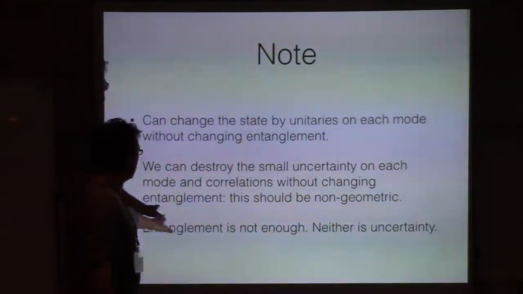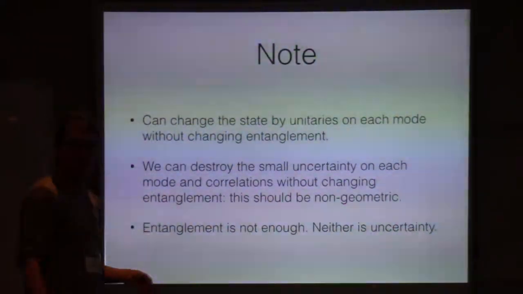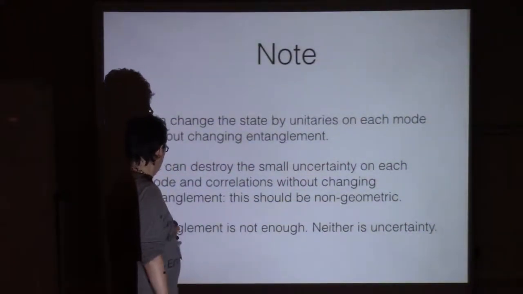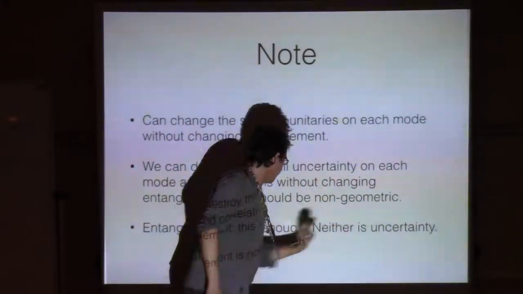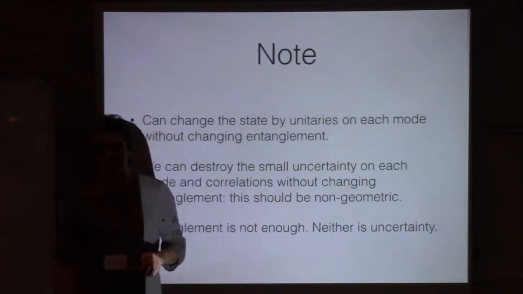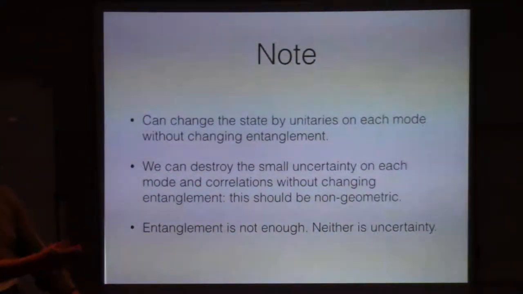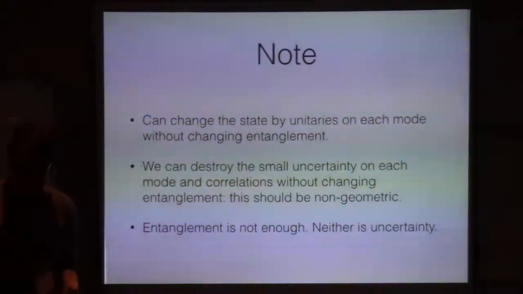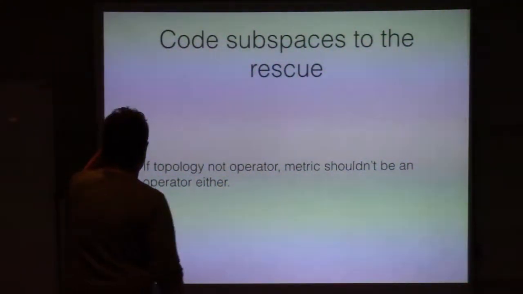So if you have entanglement, it's not enough. If you have uncertainty, it's not enough. And if you have both of them together, and if the entanglement is kind of maximal consistent with the uncertainty, or the uncertainty is minimal consistent with the entanglement, then that's about as classical as you can get. And then maybe the thing is classical. OK, great. So as I said, causal spaces come to rescue.